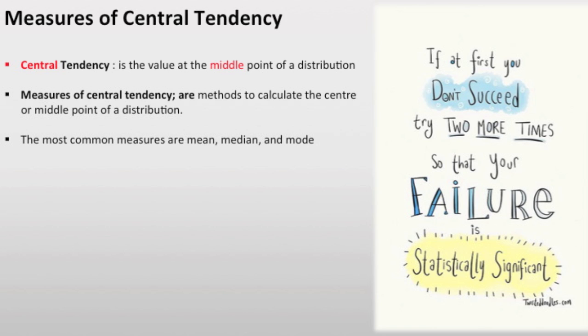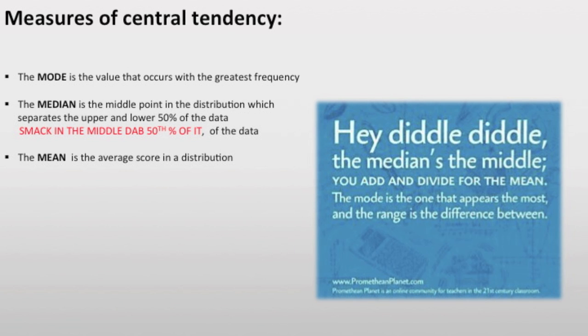Central tendency is the value at the middle point of a distribution. Measures of central tendency are methods to calculate the center or middle point of a distribution. The most common measures are mean, median, and mode. The mode is the value that occurs with the greatest frequency.